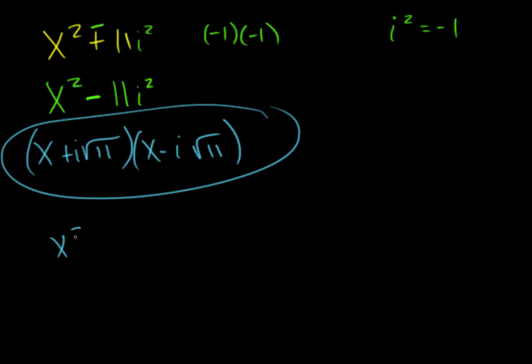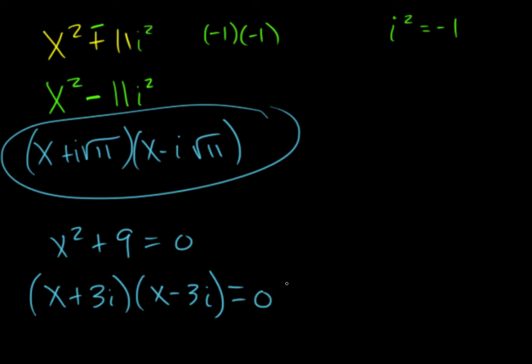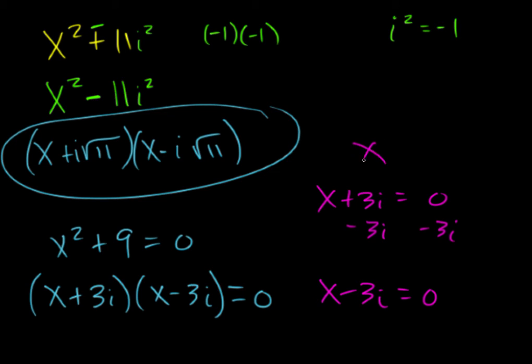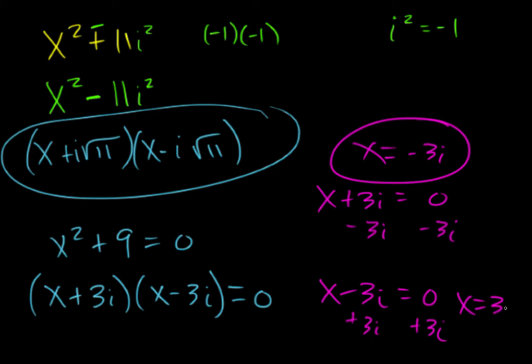And then they want us to solve by factorization. So this is going to be x plus 3i, x minus 3i. Set that equal to 0. We can set each of those equal to 0. We subtract 3i, and so x is equal to -3i right there. Right here we add 3i, so x is equal to 3i. And we could combine those into x is equal to plus or minus 3i.